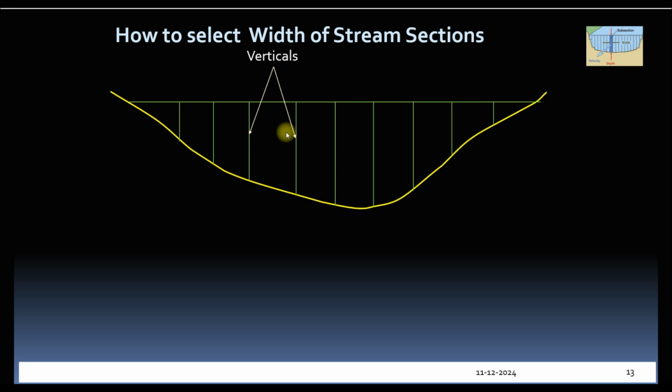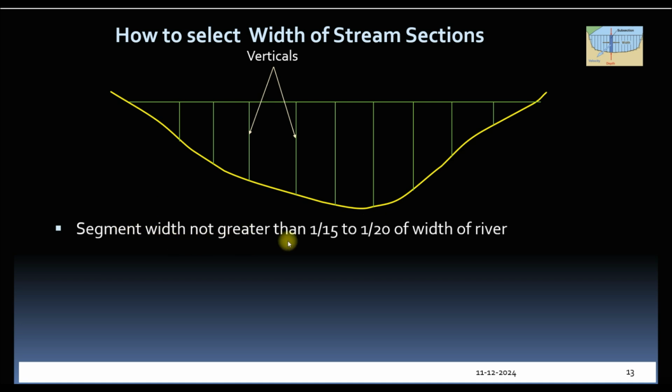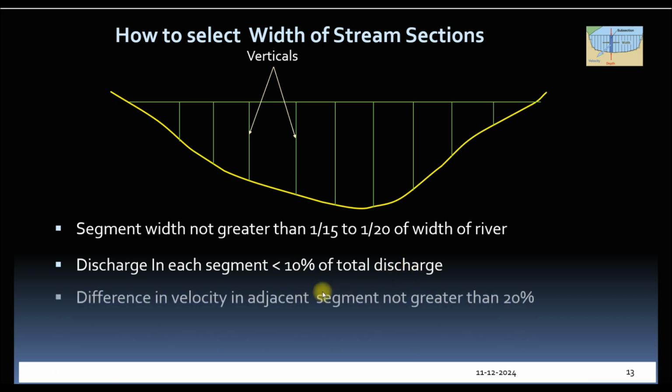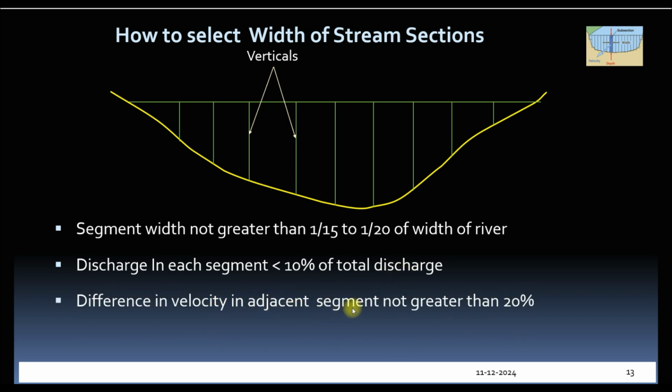How do we select this segment's width, which is the distance between two verticals? There are some general guidelines for selecting the segment width to minimize the error in measuring discharge. Number 1, segment width should not be greater than 1/15th to 1/20th of the width of the river. Discharge in each segment should be less than 10% of total discharge. The difference in velocity in the adjacent segments should not be greater than 20%. For these reasons, the verticals may not be equally spaced.